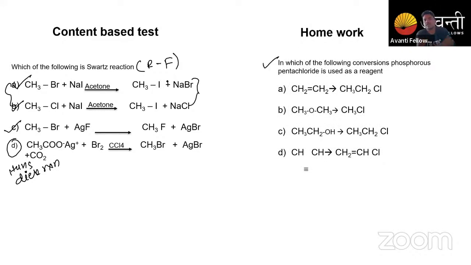In which of the following conversions is phosphorus pentachloride used as a reagent? Here there is a triple bond, guys. So this is your homework. I hope everyone understands this. Please do reply in the chat box if you are clear with the topic.